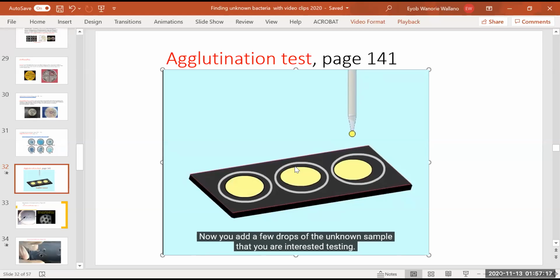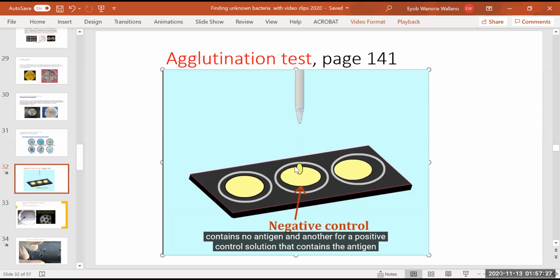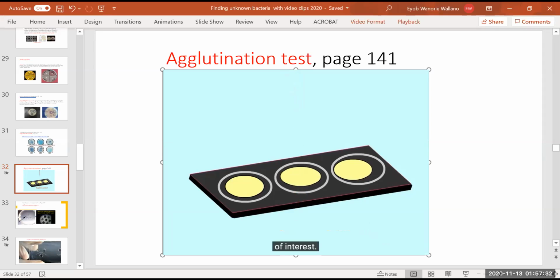Now you add a few drops of the unknown sample that you're interested in testing, but you will also need to use one circled area for a negative control solution that contains no antigen, and another for a positive control solution that contains the antigen of interest.